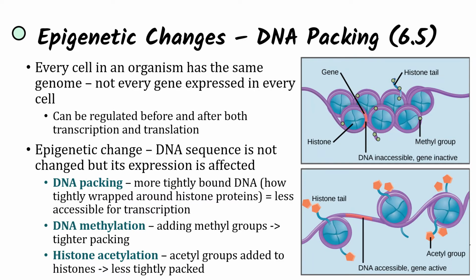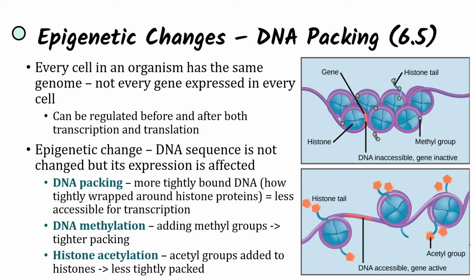Now we're going to move on into the different ways that gene expression can be regulated both within eukaryotic and prokaryotic cells. And there's a lot of ways that this can happen in eukaryotes, and we'll start with epigenetic changes such as DNA packing. So every cell in an organism has the exact same genome, but not every gene is expressed in every cell. So within your body, every single one of your cells, they all have the same DNA because they all came from one cell that underwent mitosis, but not every gene is expressed in every cell.